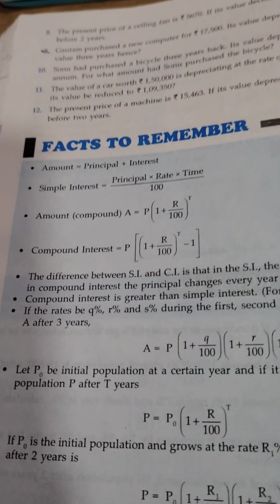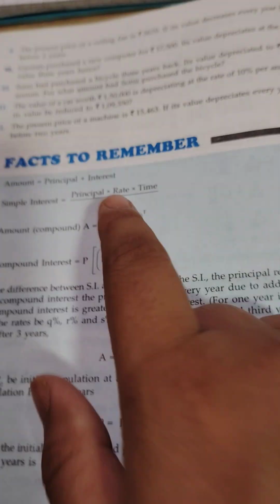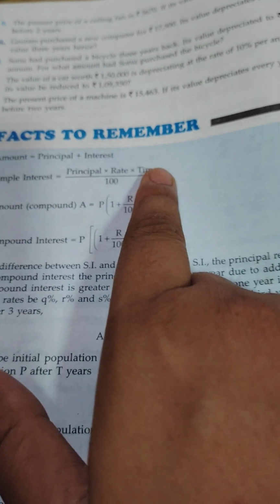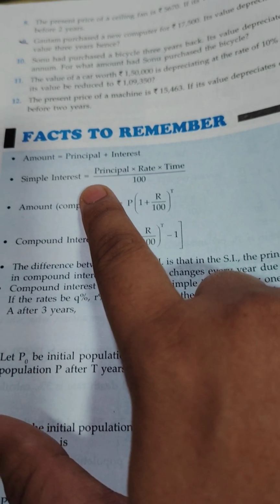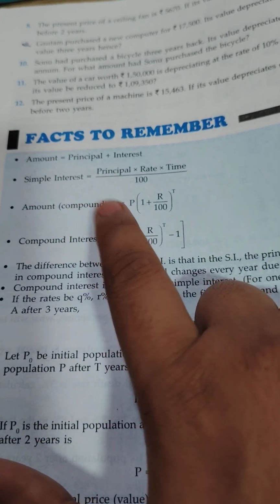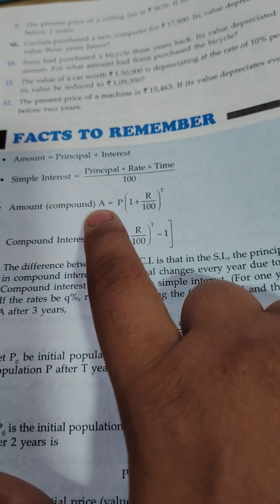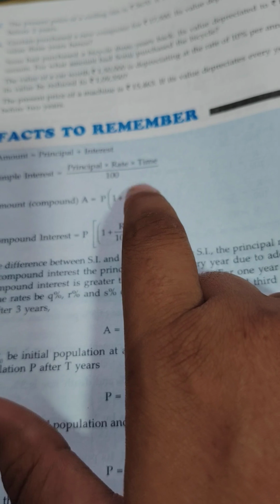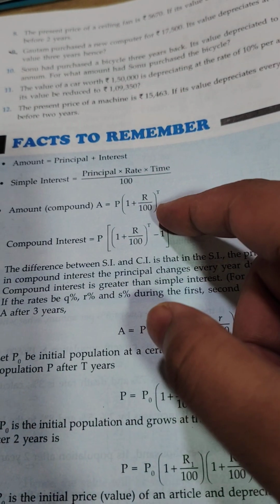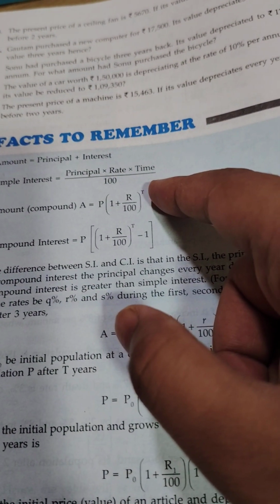Simple interest formula is I equals PRT over 100. Compound interest amount is P multiplied by the whole bracket 1 plus rate of interest over 100, to the power time.